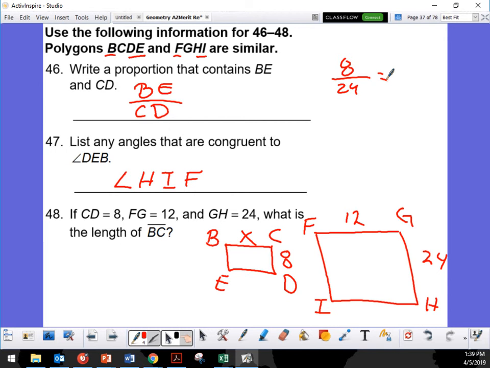8 over 24 equals X over 12. Thank you. No. Cross products. Trying to set it up. Now, okay, you guys are going to do the cross products here, right?